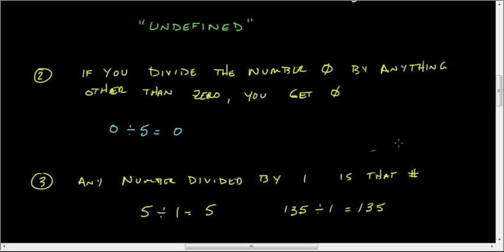Alright, those are the rules. Those are the main rules for division. And so in my next video, I'm going to do some examples of division, and especially some of the larger numbers, so that you get a feeling for what the division algorithm, or that step-by-step process is to divide large numbers.